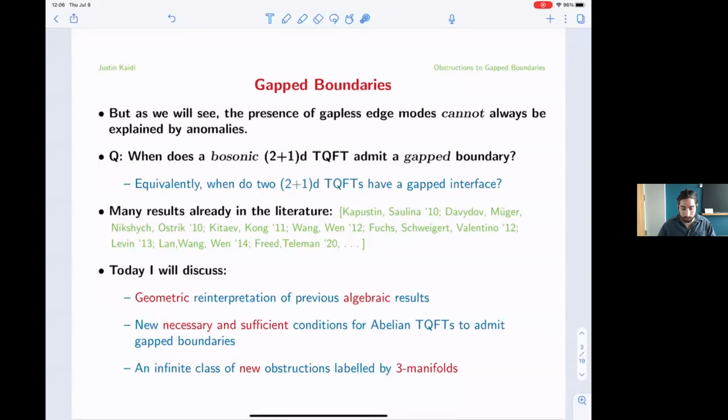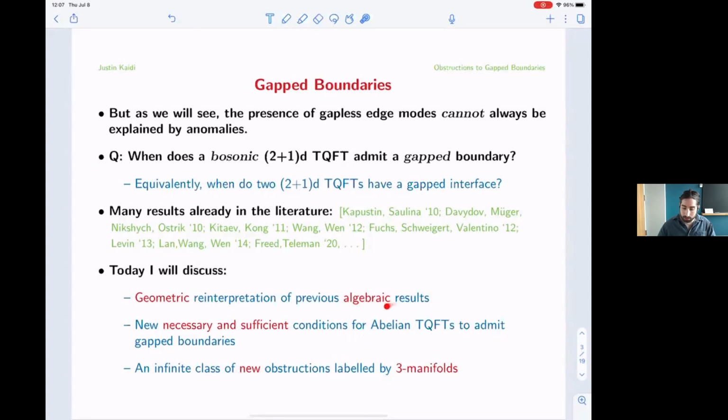Okay, and then finally, having done so, if I have time, I will conclude by introducing an infinite class of new obstructions labeled by 3-manifolds. Here again, restricting to Abelian TQFT. And then I'll conclude. Okay, so this is the basic outline of things.